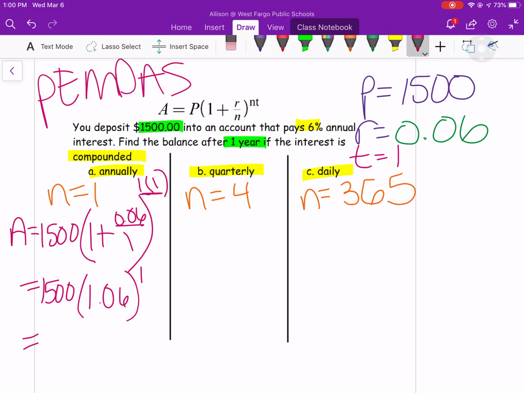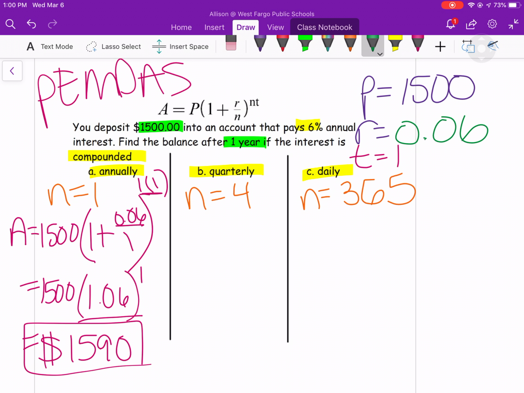So then next do your exponent, and then take it times 1,500, and you're going to get $1,590, which tells me that $90 was the increase, so that's how much interest you earned in that year on that percentage.